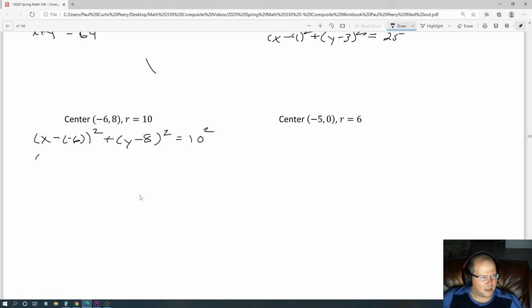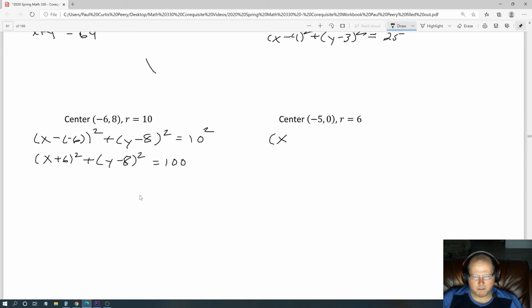Okay, so x minus negative 6, which is the same as x plus 6, squared, plus (y - 8) squared. We're just simply going to leave that one for now. And again, you could expand these if you need to. And 10 squared is simply 100. What about the next one?